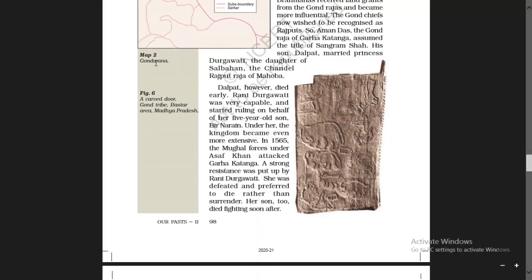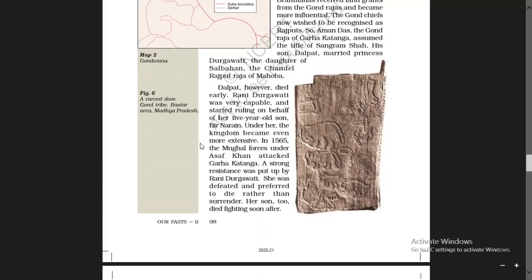Dalpat, however, died early. After the death of Dalpat, Rani Durgavati was very capable and started ruling on behalf of her 5-year-old son, Veer Narayan.